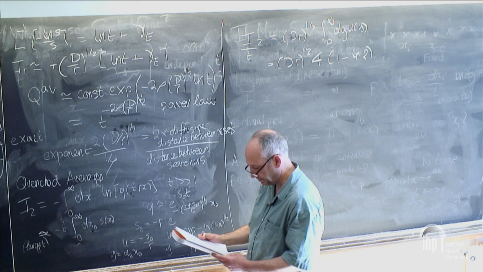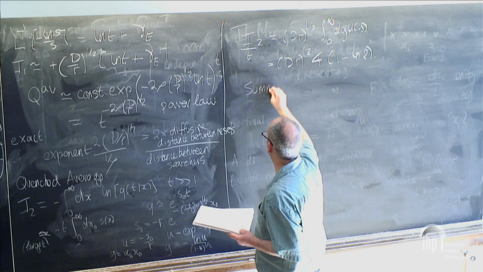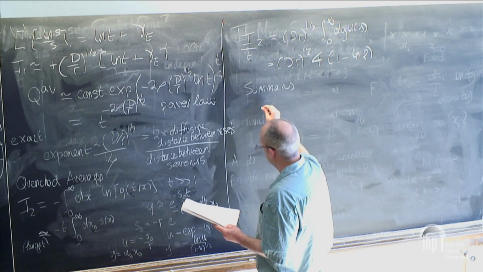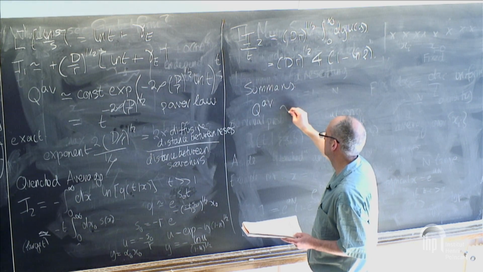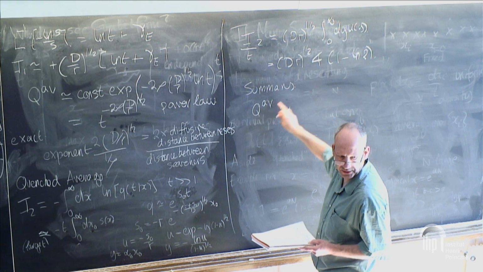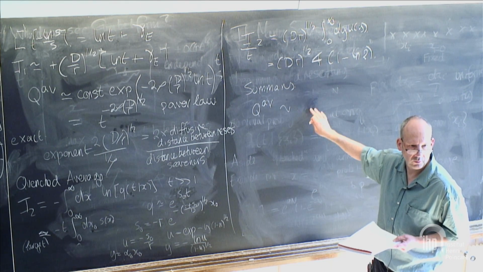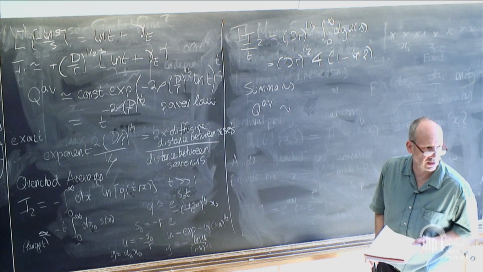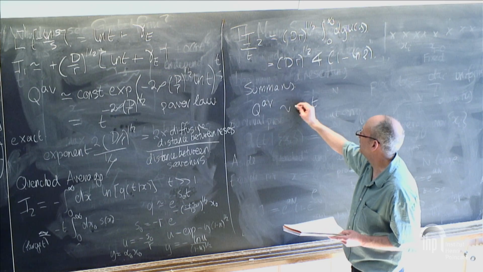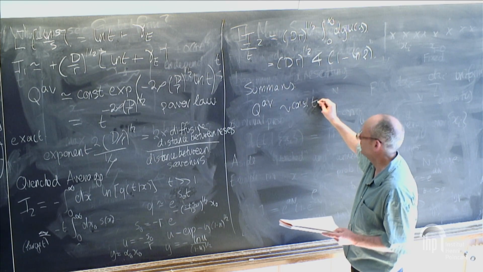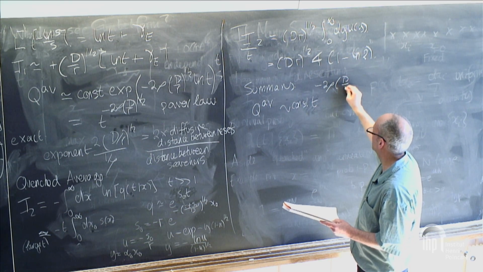So just to summarize, the average survival probability goes like, and here this is kind of a lazy physicist symbol, which means that we're not caring about the prefactor. We're just interested in the time dependence. So that means there is some constant there. Let me just write it as some constant times t to the minus 2 rho (D over R) to the half.